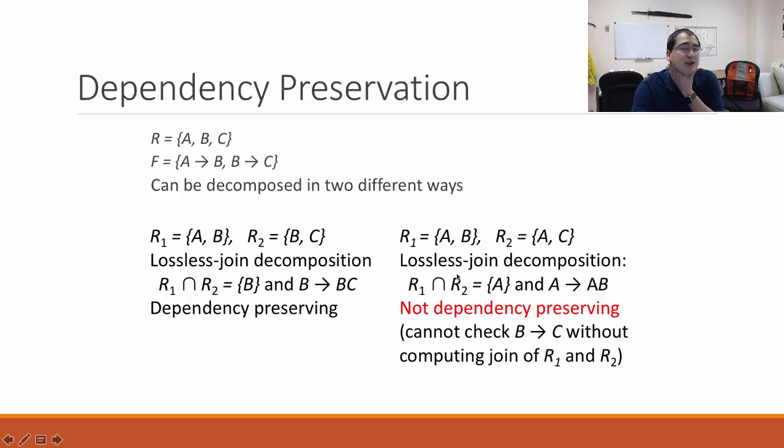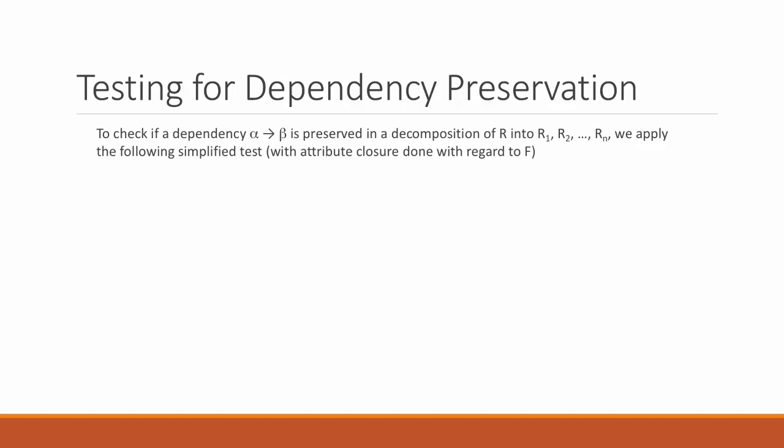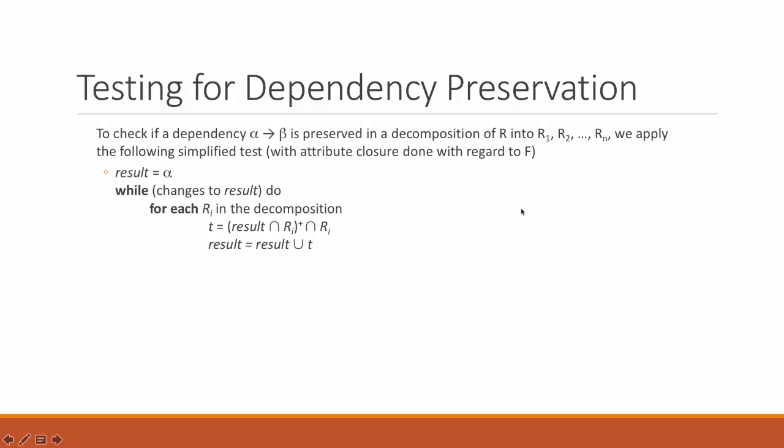All right, so how do you go about more systematically testing for dependency preservation? Well, the way that you go about doing that is you need to check each dependency. Here, alpha functionally determines beta. You need to check, is this preserved in our decomposition? So the way that we do this is we use a test that cares about the attribute set closure done with regard to F.